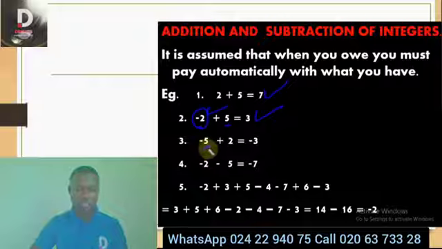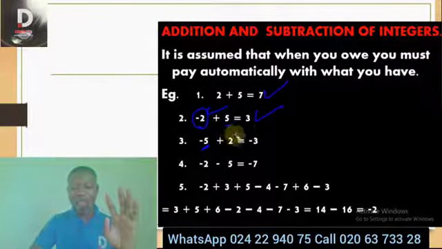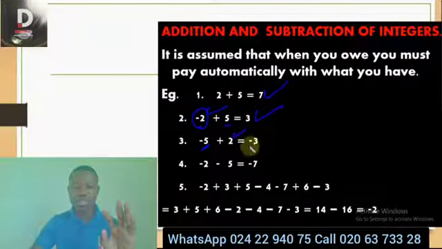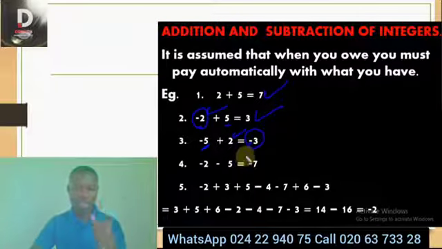This stage, number 3, I owe 5 cedis. I owe 5, right? I have only 2 to pay. If I pay, I'll still owe 3. That is why the answer is negative. Take note. So anytime you realize that you end up owing, the answer must be negative.